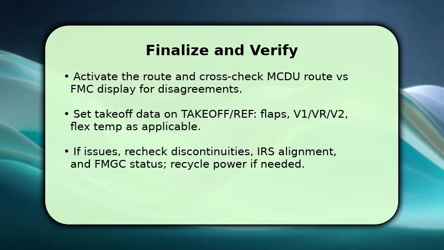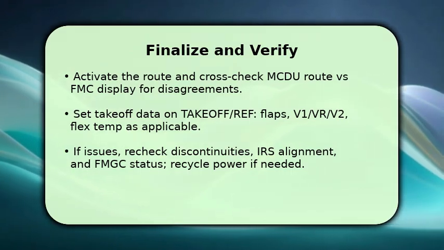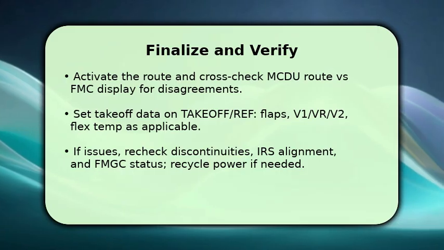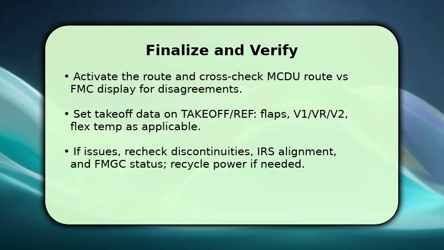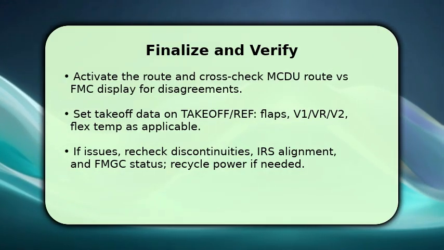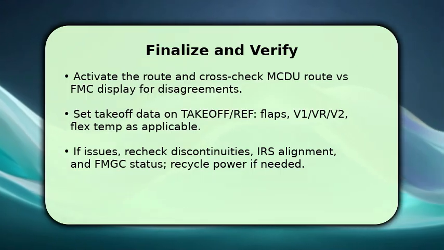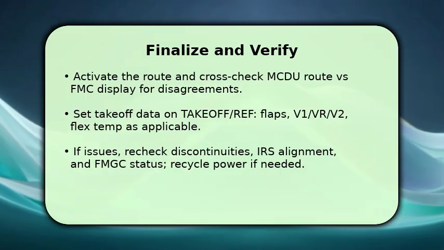If the MCDU shows errors, recheck for discontinuities, incomplete waypoints, or IRS not aligned. If the FMGC is unresponsive, recycle the MCDU power and re-enter critical fields, then re-verify.